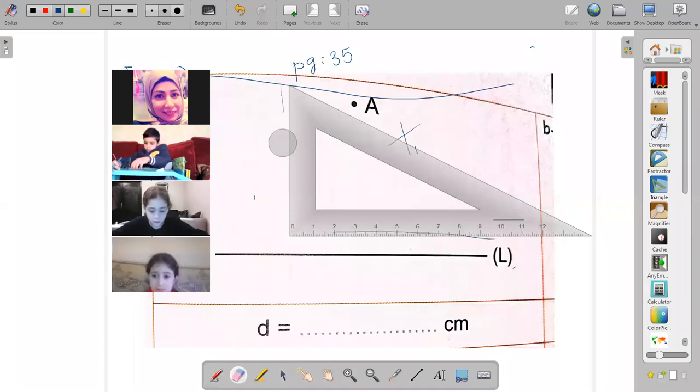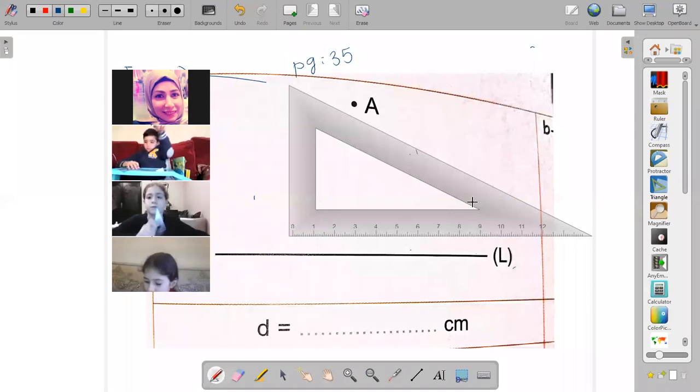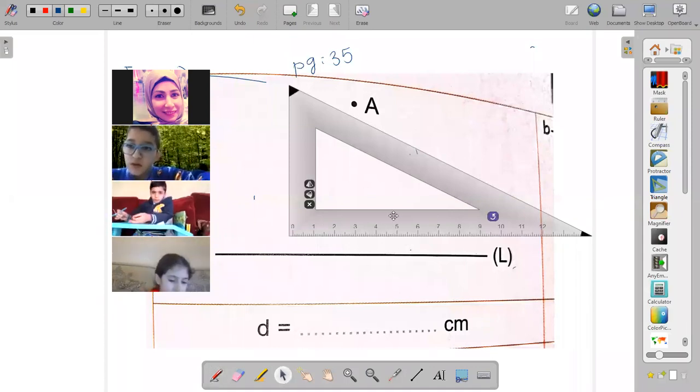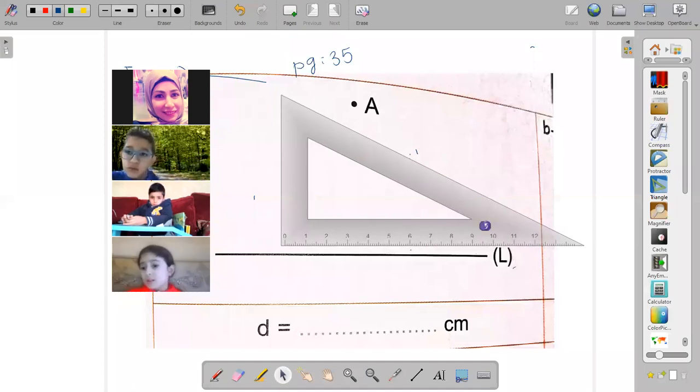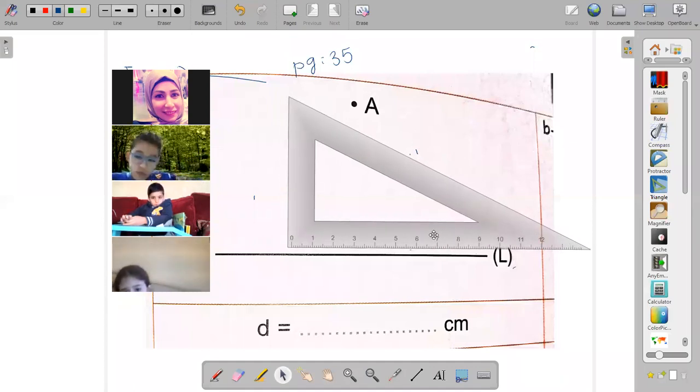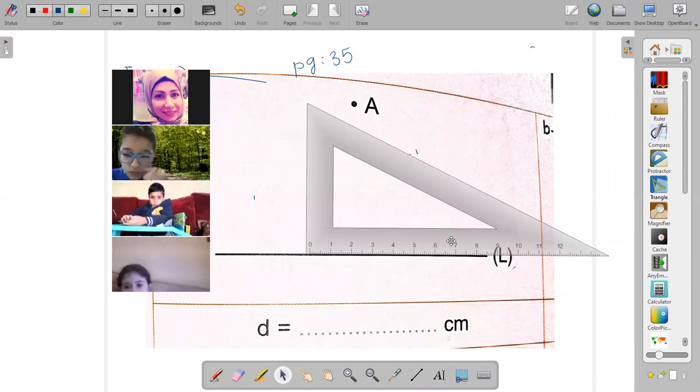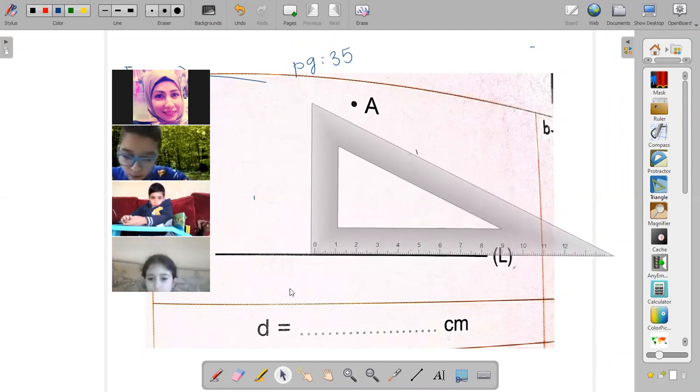All of you, please hold the set square like me, like L. Look, it's like L, like this. Now, the bottom of the set square should be where? On the straight line, on line L. Bravo, it should touch the line L. It can't be up or down. So please, let the set square touch the line L.